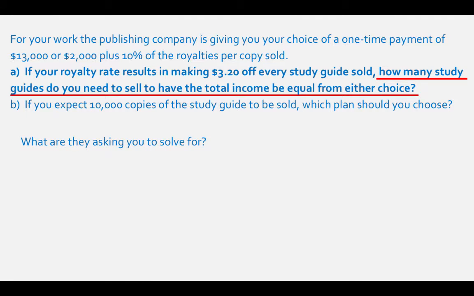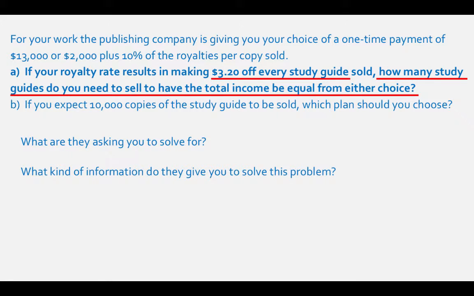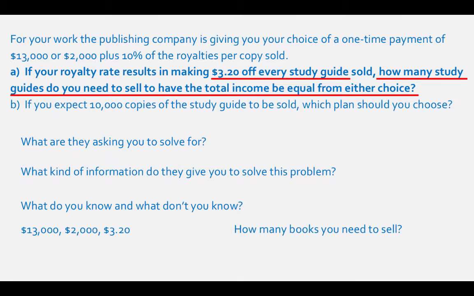What kind of information do they give you to solve this problem? They tell you that the royalty from selling one guide is $3.20. What do you know and what don't you know? Well, you know a lot of money terms: $13,000, $2,000, and $3.20. What you don't know is how many books you need to sell.